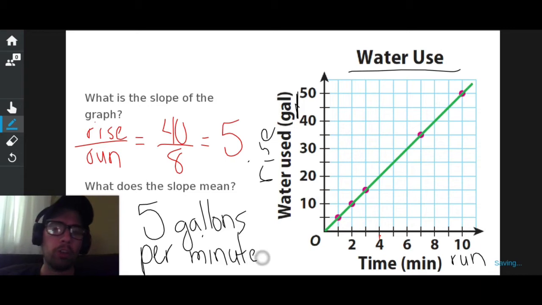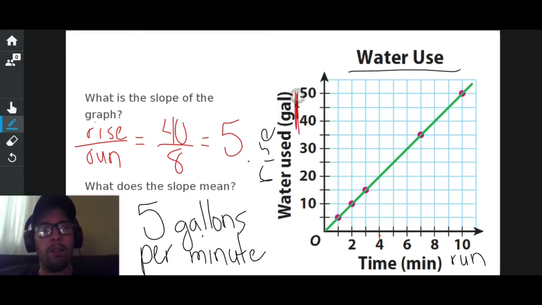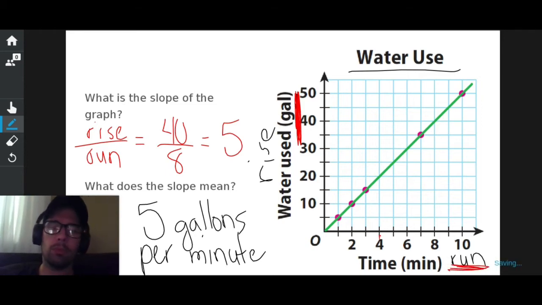So if I had more space, I would turn that into a nice little sentence saying, I am using water at a rate of 5 gallons per minute. Okay? Maybe you're running a hose or something. I don't know.